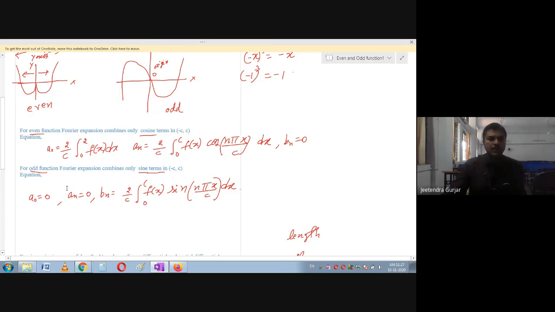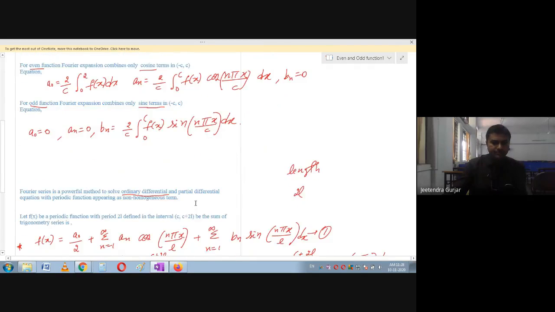The even functions are cosine functions, and we have defined a naught, an, bn. Please remember this formula. Similarly, go to the odd functions. The Fourier expansion contains only sine terms over minus c to c. You can see the expansion: a naught is equal to 0, an is equal to 0, bn is equal to 2 upon c integration 0 to c f of x sin n pi x upon c dx. So please remember this, even and odd functions.